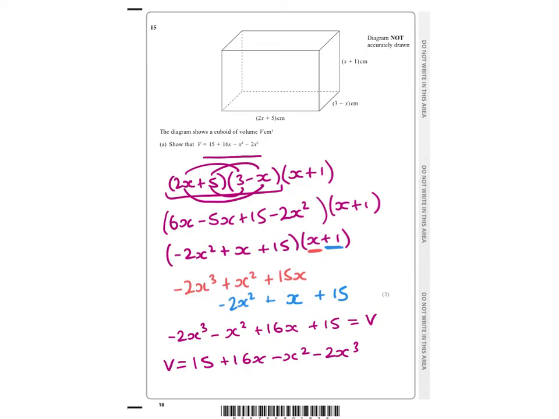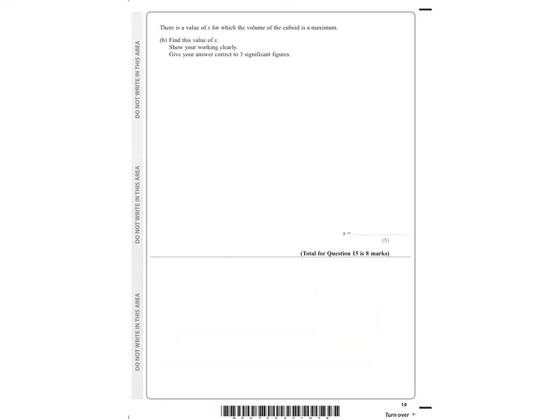The volume, okay, because to find the maximum we can differentiate. When we find the maximum, we want to know when is the gradient equal to 0. So when we differentiate, we find the gradient function. Putting that equal to 0 will allow us to find the maximum. Okay, so question 15, part B. There is a value for x for which the volume of the cuboid is a maximum. Find the value of x, show your working clearly, give your answer correct to 3 significant figures.